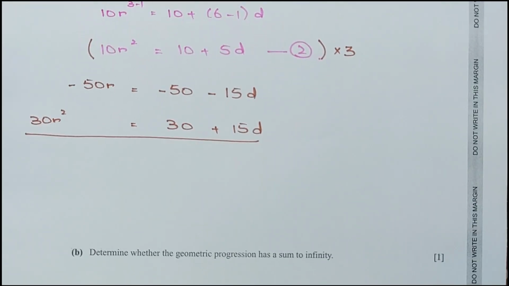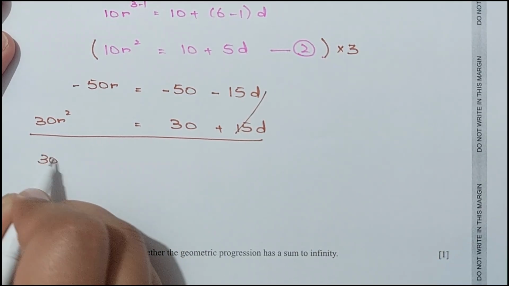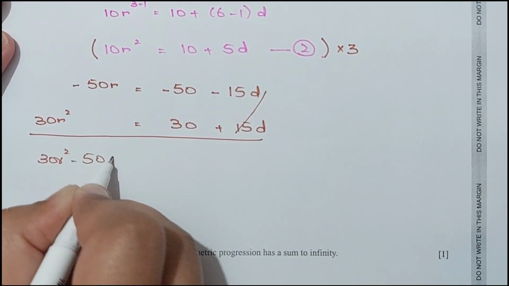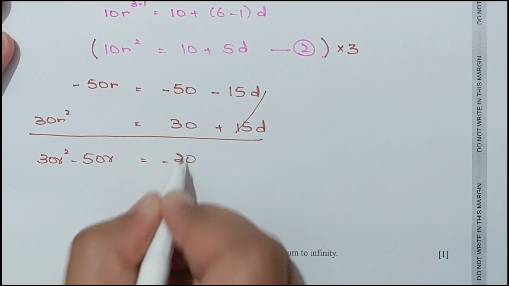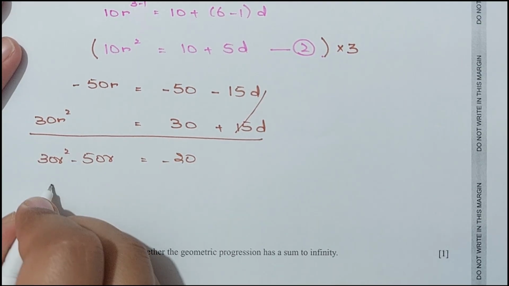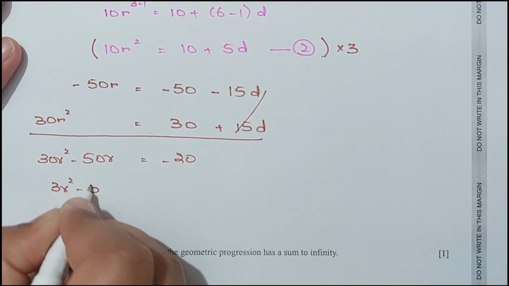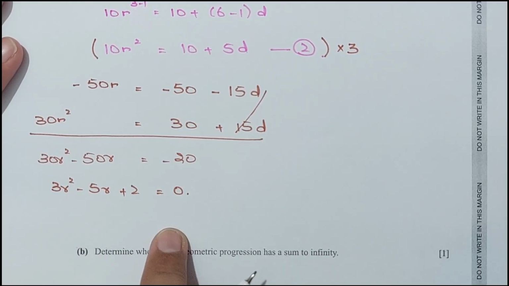Let me add them up. 15d and minus 15d cancel out. Here we have 30r² minus 50r, which equals, from 30 take away 50, negative 20. If I divide all of them by 10, we have 3r² minus 5r plus 2 equals 0. This is my equation in terms of r.